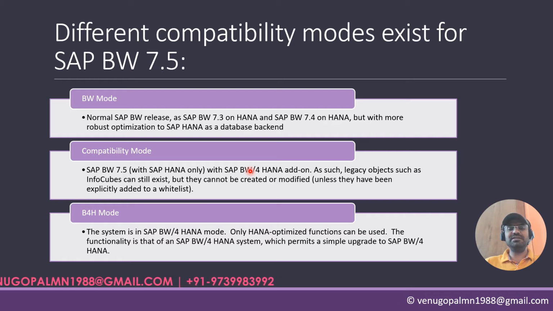Assume that there is a need, or a production ticket is raised, or some enhancement needs to be done for the flow which has conventional objects like InfoCube and DSO. You cannot do any changes to that flow. What you have to do is create a new ADSO which will behave like an InfoCube with the same set of properties, and move to the newly HANA optimized objects. So no changes to the existing conventional objects are allowed in the compatibility mode.